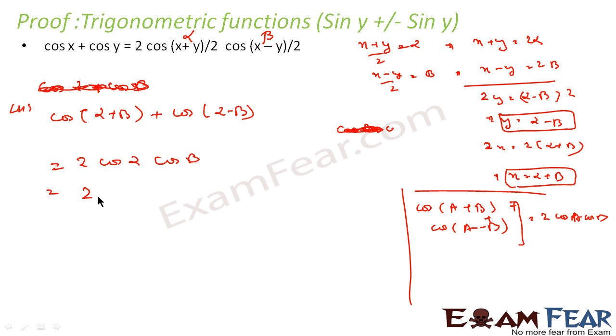Now this is equal to 2 of cos alpha, which is nothing but (x plus y) by 2, into cos of beta. So beta is nothing but (x minus y) by 2. And that's what we have proved. This is the RHS. So we have proved that cos x plus cos y is equal to 2 cos of (x plus y) by 2 into cos of (x minus y) by 2.